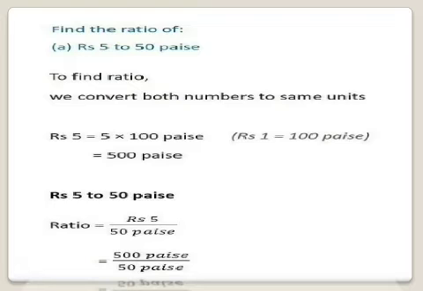Another very important thing about finding the ratio is that both quantities should be in the same units. For example, rupees 5 to 50 paise. First we will convert rupees 5 to paise because we need the same units. As we know, 1 rupee is equal to 100 paise, so 5 rupees will be 500 paise. So now we will express it in ratios as 500 paise upon 50 paise. After that we will simplify it.